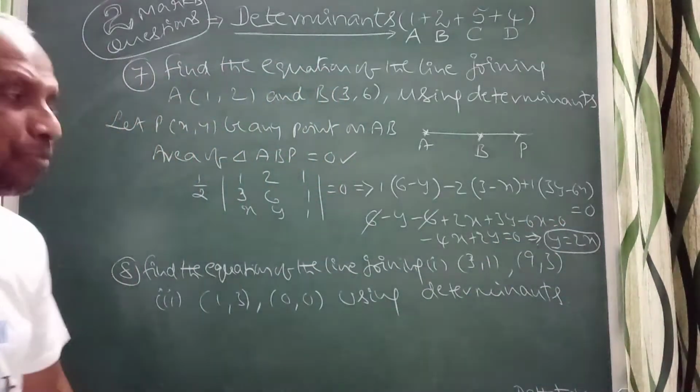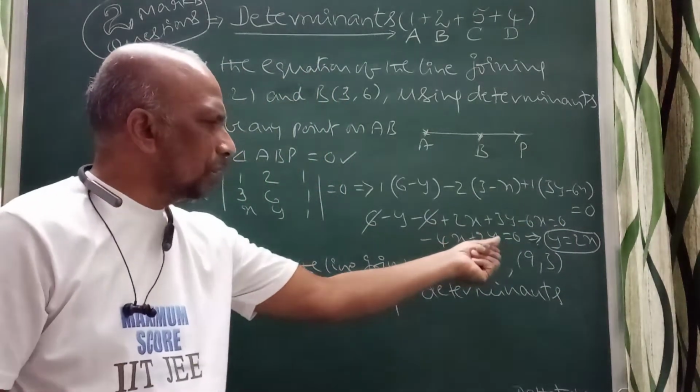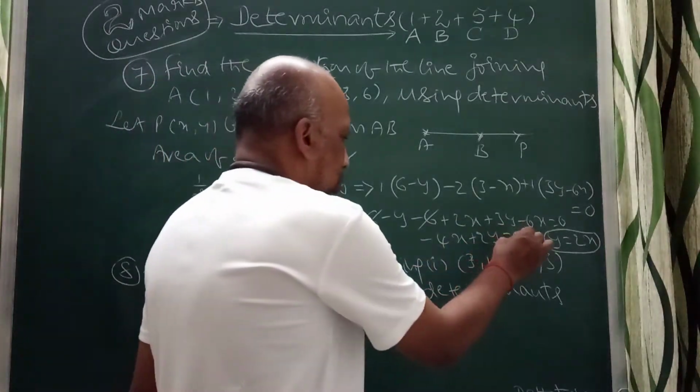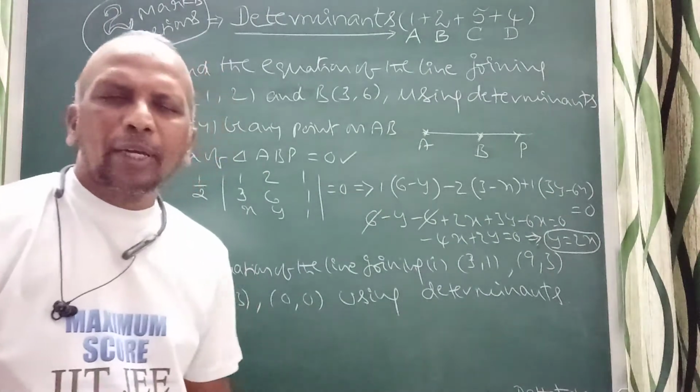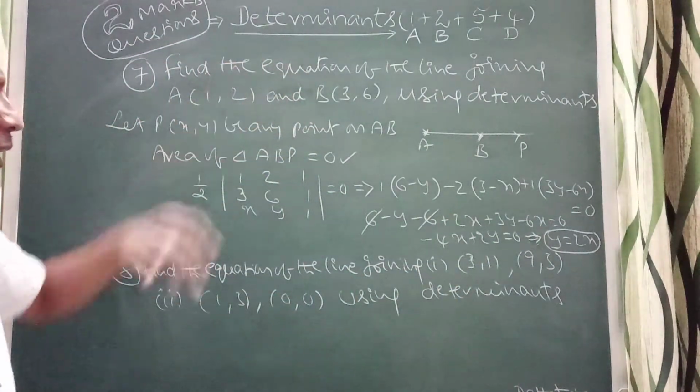That is your answer. You get minus 4x plus 2y equal to 0, and you can stop here also. Or 2y equal to 4x, so y is equal to 2x. That is the equation of the line we have got.